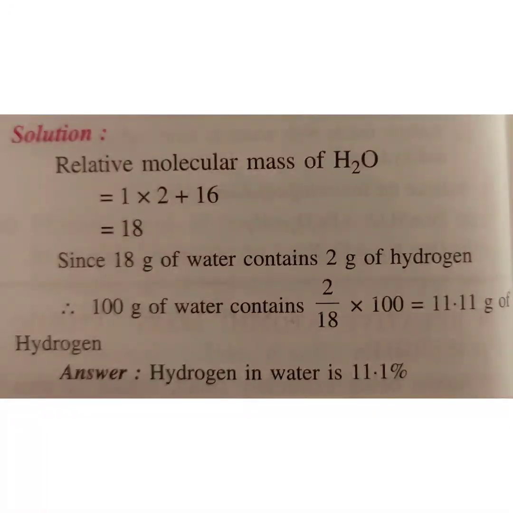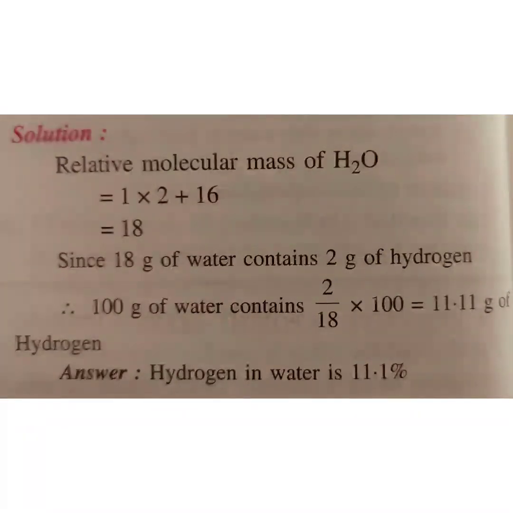How do we come to 18? Water consists of 2 atoms of hydrogen, so 1 into 2, 1 being the atomic mass for hydrogen, plus 16, the atomic mass of oxygen. That is 2 plus 16, which gives us 18. So 18 grams of water consists of 2 grams of hydrogen. We need to convert this into percentage.